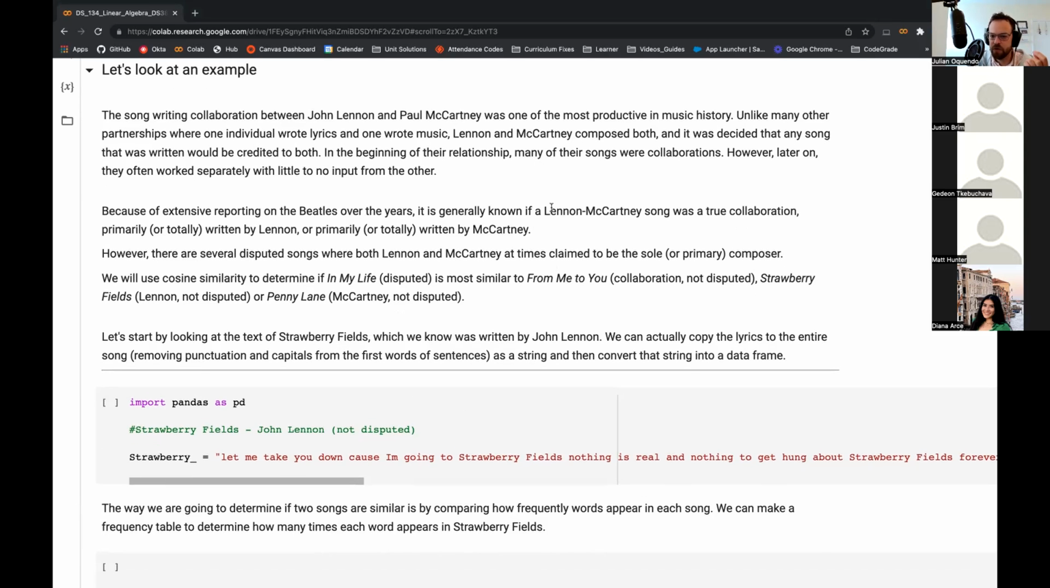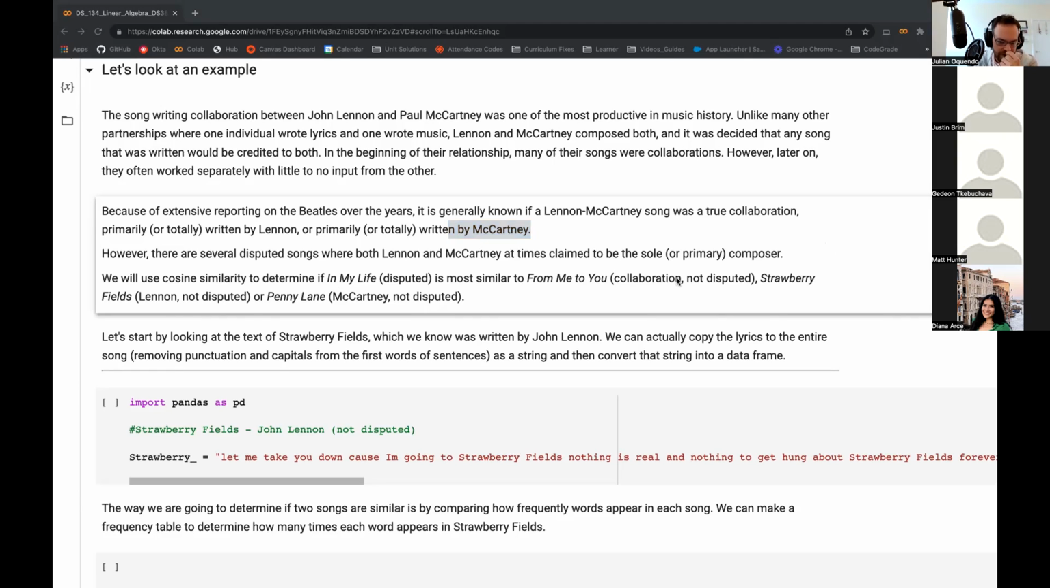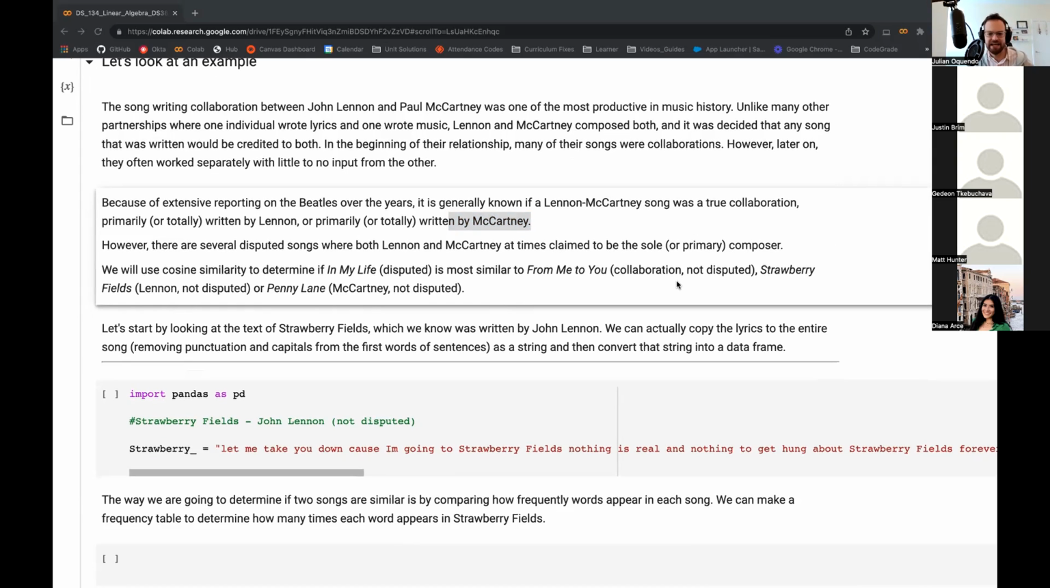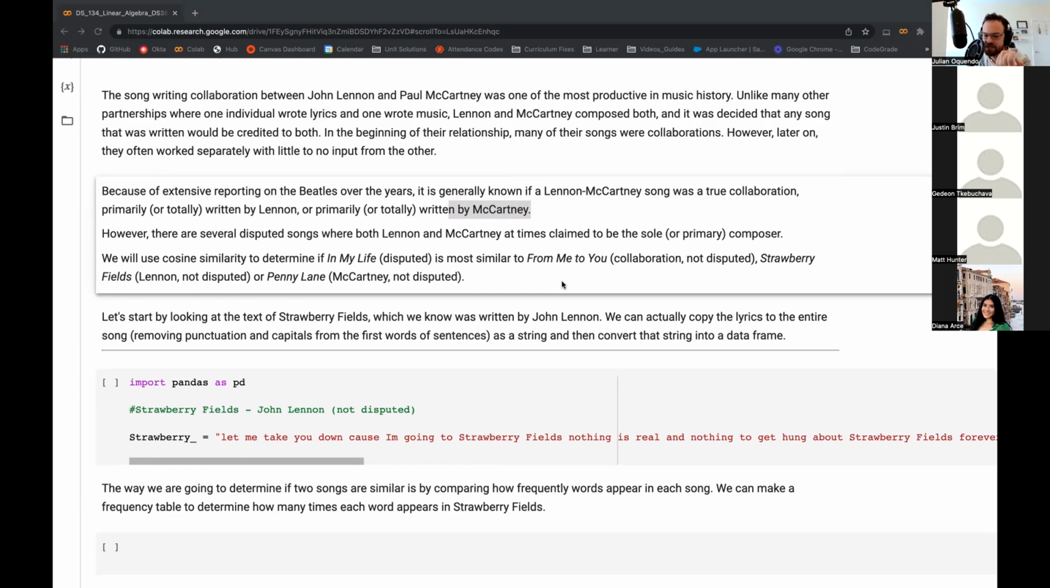So the question ends up being, we know whether a song was a collaboration, whether a song was written by John Lennon, or whether a song was written by Paul McCartney. However, we have a couple of songs that are up for dispute. So in this case, we're taking the song In My Life and trying to determine, because we know which of the songs were collaborations, which ones of the songs were non-disputed or written simply by one of those individuals, in this case, Strawberry Fields being written by John Lennon versus Penny Lane written by Paul McCartney.